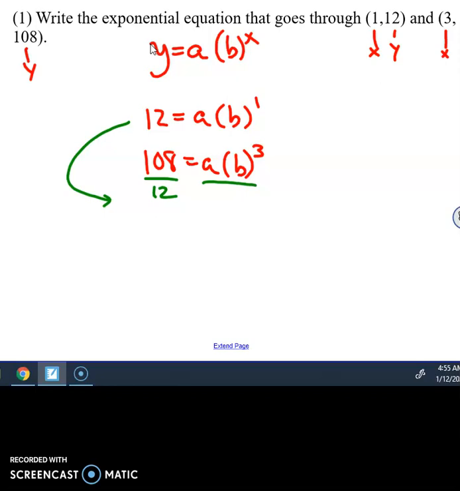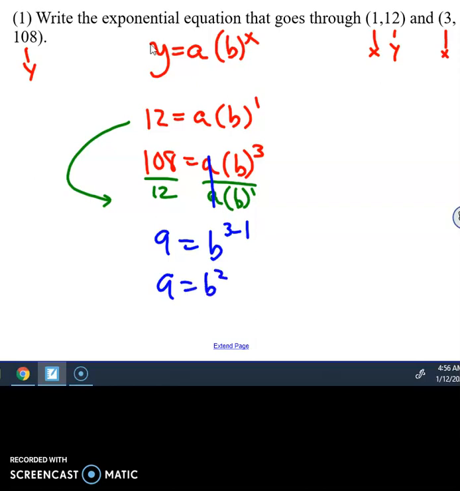So we take 108 divided by 12. And on the right side, I'm going to take a b cubed divided by a b to the first. So I'm going to divide the two equations. The reason for this is because I have an a divided by a, which is 1, as long as a is not 0. That way we can eliminate a and then use our rules to come up with the value of b. So 108 divided by 12 is 9. And for b, I take 3 minus 1, using our exponent rules. So I end up with b squared.